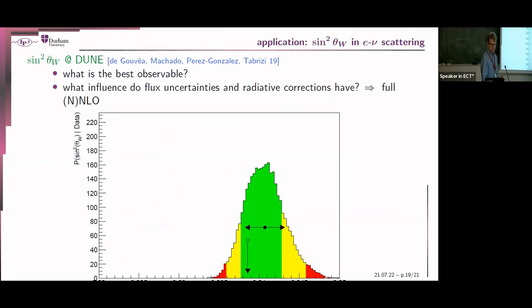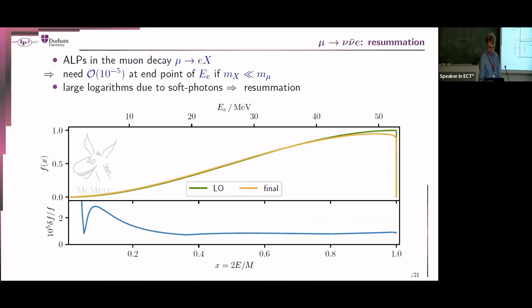Oh, sorry. This plot is again one that suffered from my reformatting my slides. We do other things as well. We look at e-nu scattering, for example, for DUNE, and they want to measure the sine theta this way, and flux uncertainties and whatnot. I don't have time to go through that, but we do this as well.